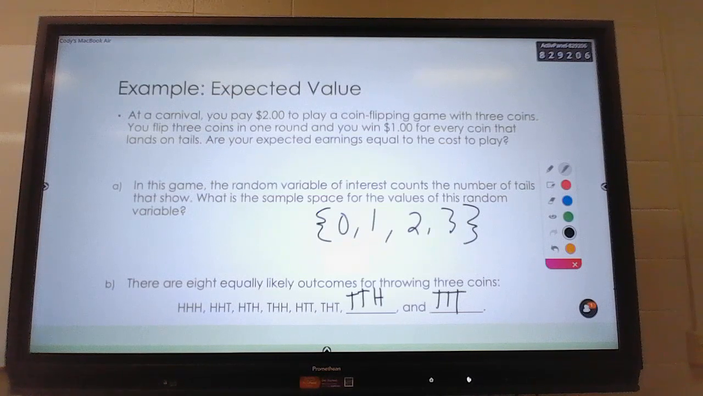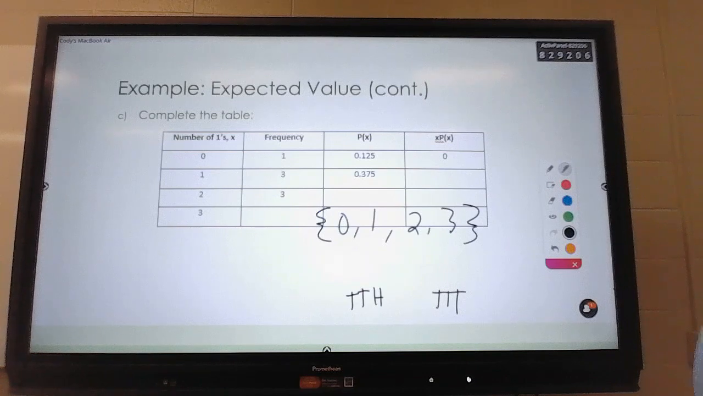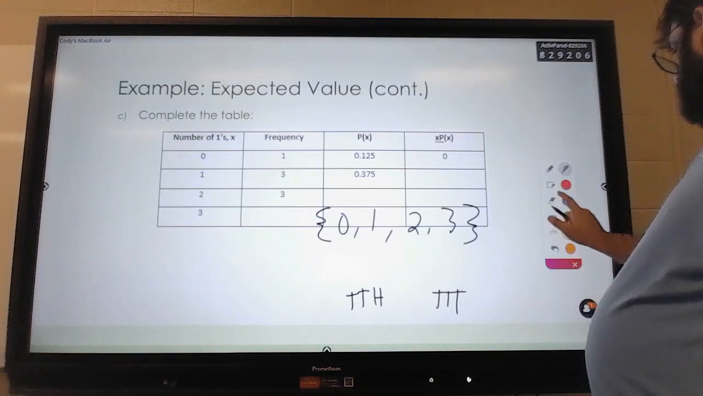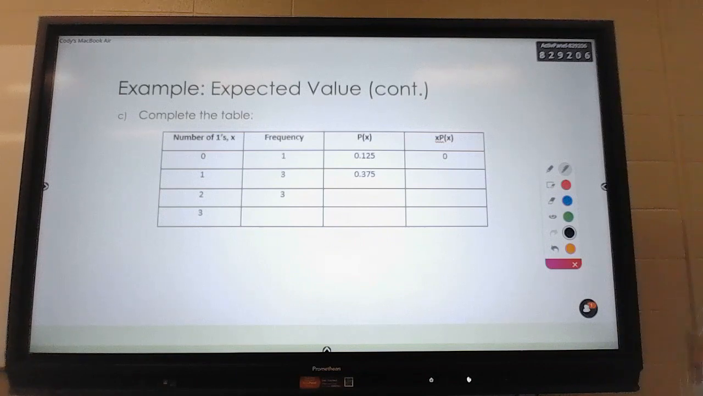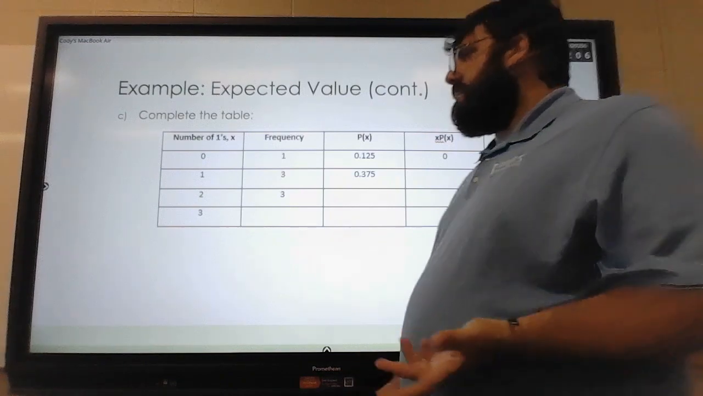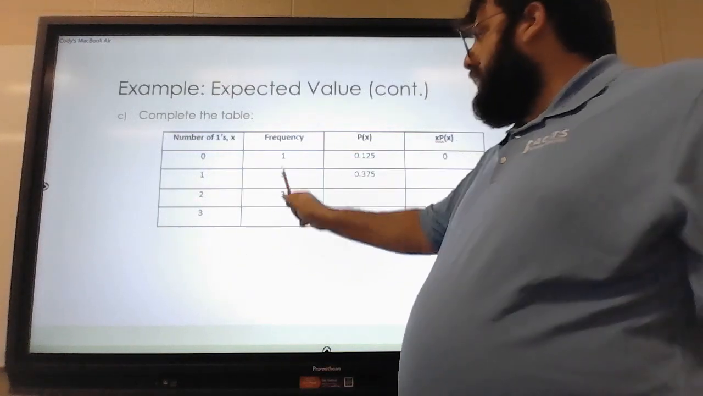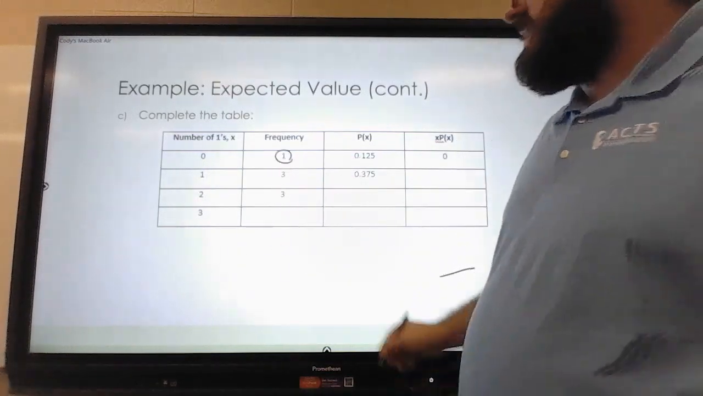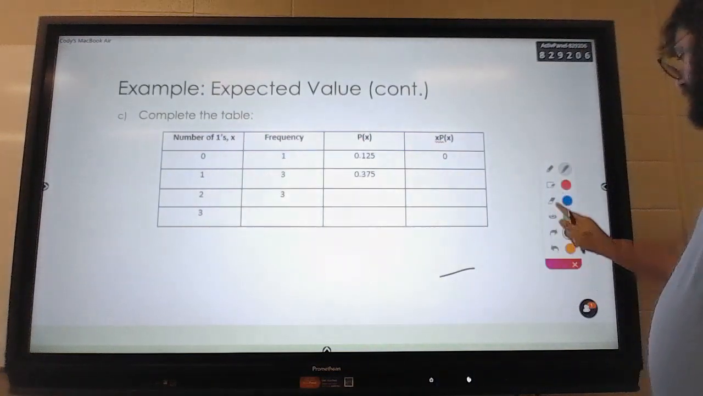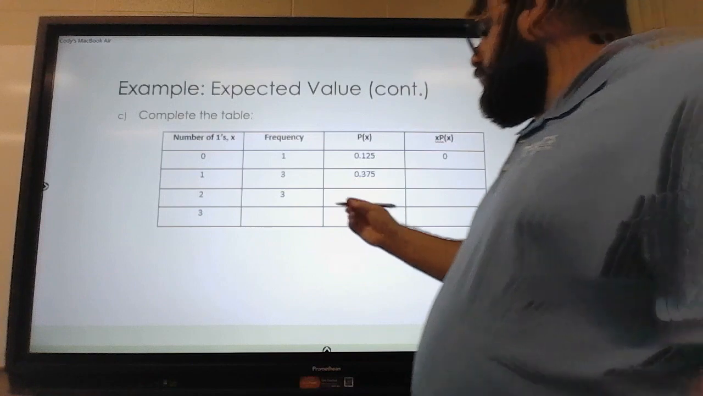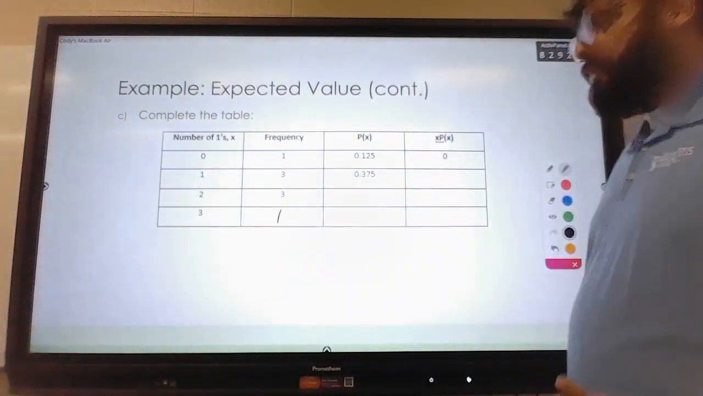Now, how many times can that occur? What would be the frequency of those equally likely outcomes? Let's look at it using this chart. For the number of tails for your variable, if I get 0 tails, there's only one possibility that could happen, where all 3 of them would be heads. Same thing for all 3 of them being tails. There's only one possibility, and that's all 3 being tails.